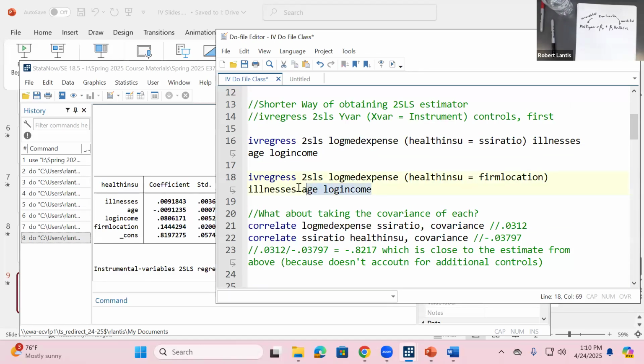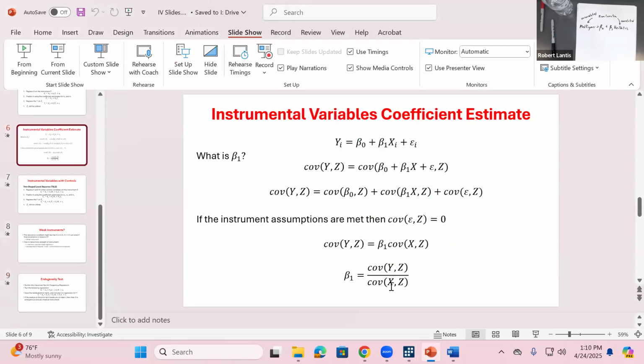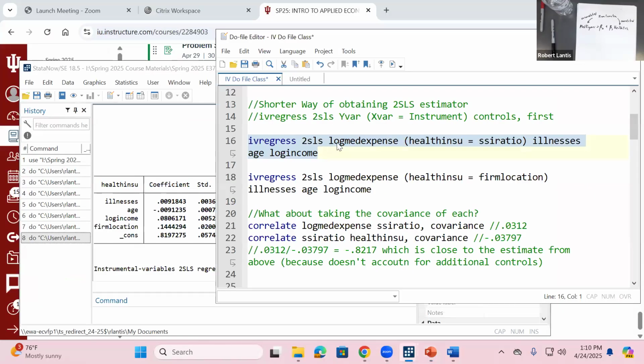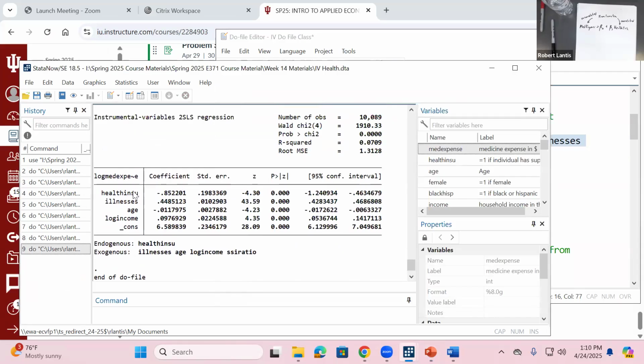So, we'll use the first one, just doing one instead of both of them. Let's look at the very first instrument we were talking about, that Social Security income ratio. We said what should be the case is if I run this regression, the covariance of y and z over the covariance of x with z should be the estimate that we see from the second stage. If I run just the second stage, the coefficient estimate I'm seeing on health insurance is negative 0.85.